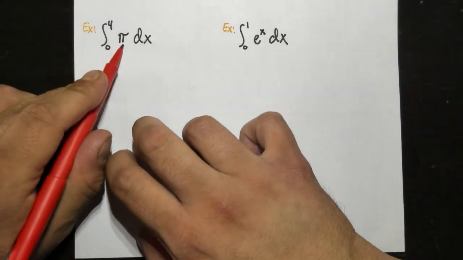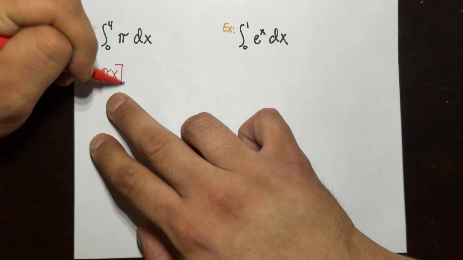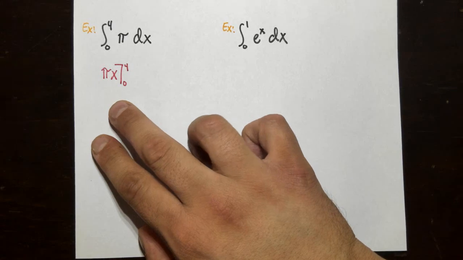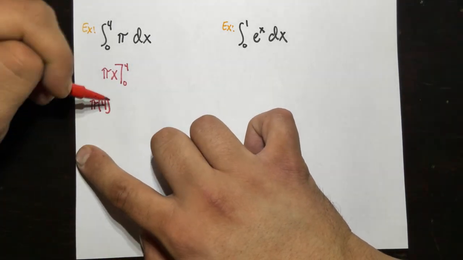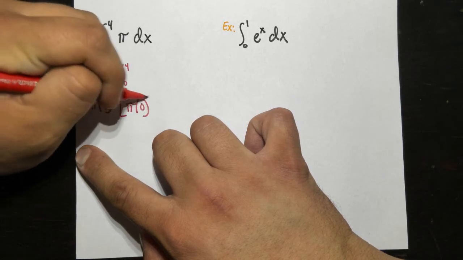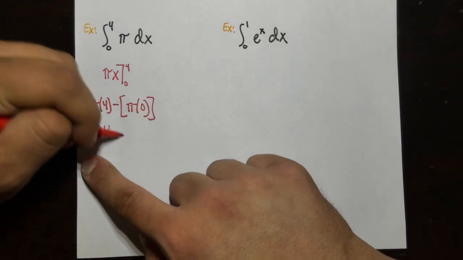Next, we have pi. So pi is just a constant, so that means the antiderivative of pi is going to be pi x. Right? If it's just a constant, just like how we dealt with 5 and 4 earlier. So here, 4 pi minus pi times 0, and this is just going to be 4 pi.